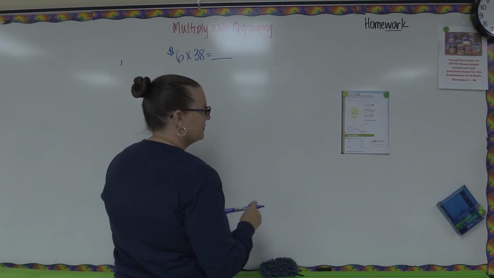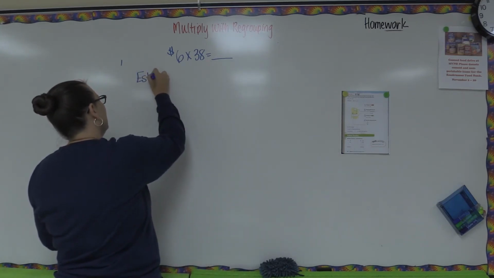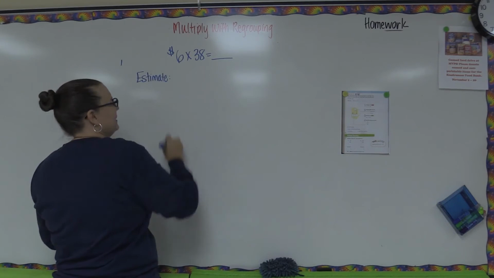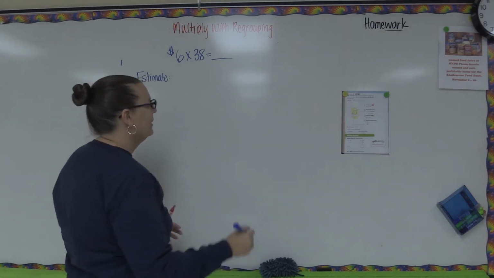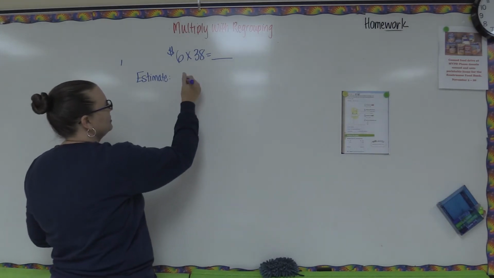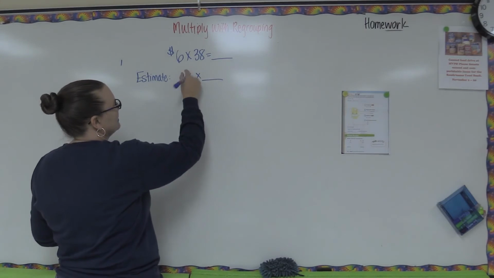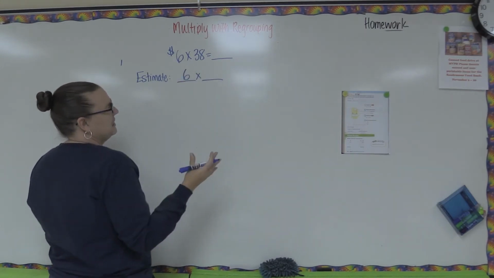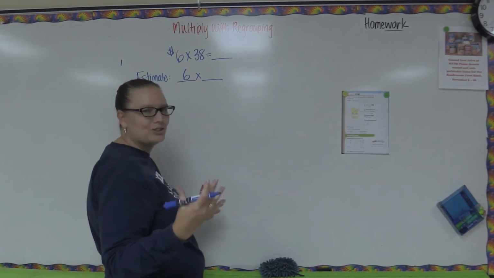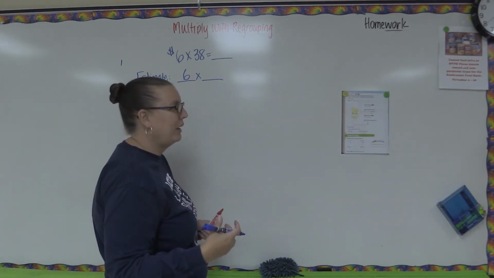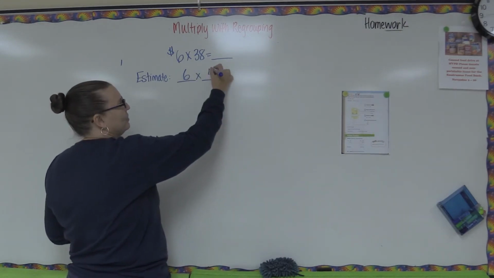They're asking us to estimate first, and I don't want you guys to miss that. They're doing this so that you can make sure your answer's close to the real answer, so we're not so far off. If we were going to estimate these numbers, I'd probably leave the 6 alone because it's not too difficult to work with. But what is 38 close to that would make it easier to multiply? We're looking for compatible numbers. If I were just rounding, I would round 38 to 40.